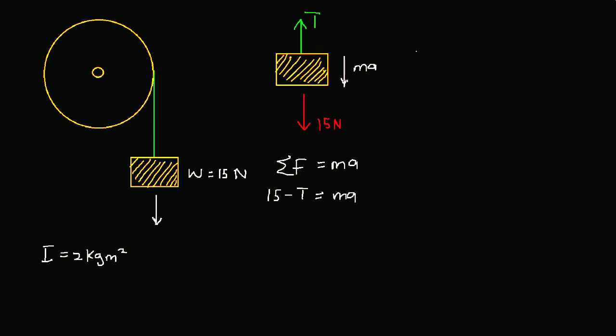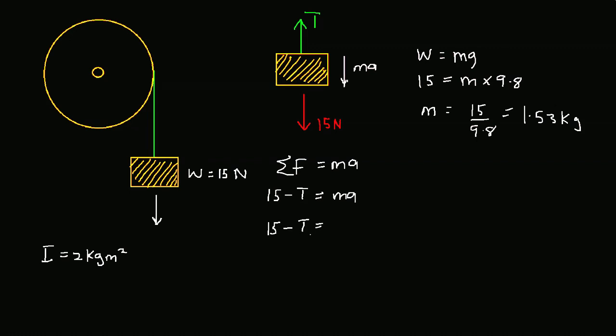And since we know the weight of the block, we can calculate its mass. We know that its weight is equal to its mass times the acceleration due to gravity. So we can obtain its mass from that relation, and we obtain its mass to be 1.53 kilograms. So plugging this value into our equation, we have 15 minus T equals 1.53a. And rearranging it to make T the subject of the formula, we can write T equals 15 minus 1.53a. And we'll call this our equation 1, or our first equation.